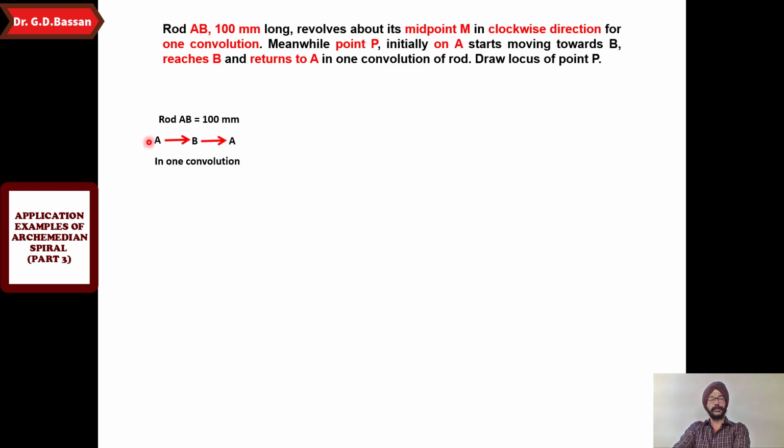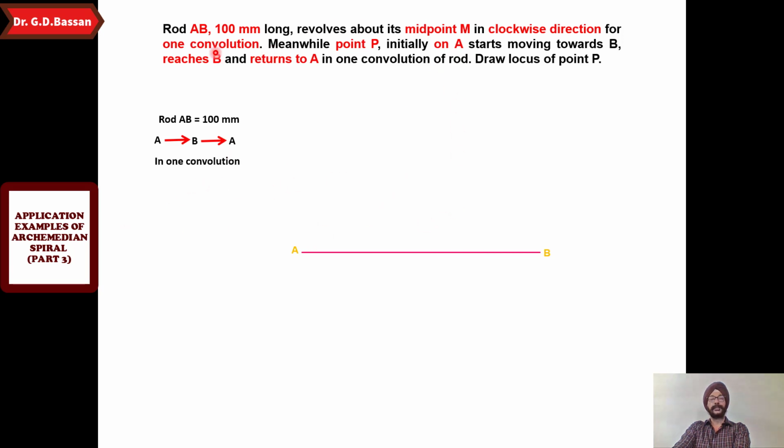Now remember that it is moving from A to the other end B, and from B again to its initial position A for one convolution of the rod. So in one convolution, the point reaches from one end to the other end and comes back to the original position, and it is rotating in the clockwise direction.